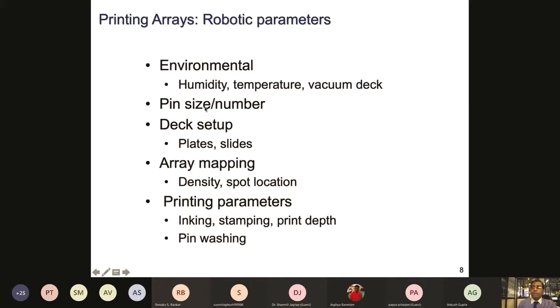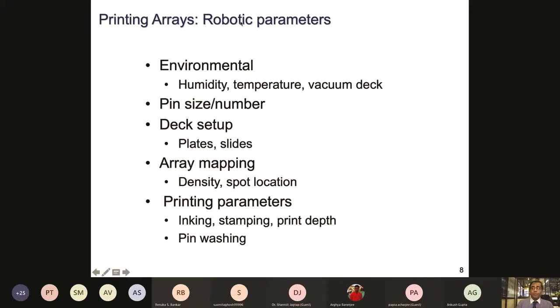While printing, you have to make sure that you maintain the humidity and temperature properly, and make the deck with a vacuum. You decide how many pins you want to use for printing, whether you are going to take 96-well plates from the glycerol stock followed by protein purification or DNA, or 384-well plates. The number of slides to be printed is also decided, sometimes 30 slides, sometimes 180, sometimes even 300 slides in a single shot. You also decide what type of array mapping you are going to use, the densities of the arrays, where the spots are going to be printed, and of course many printing parameters: the inking, stamping, print depth, and how to wash your pins during the printing.